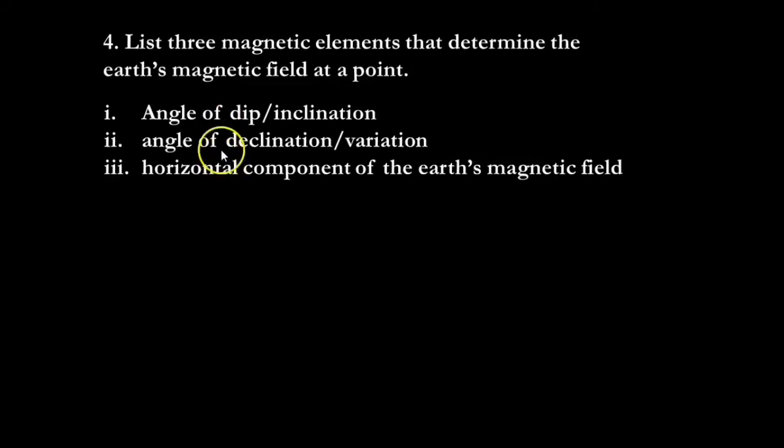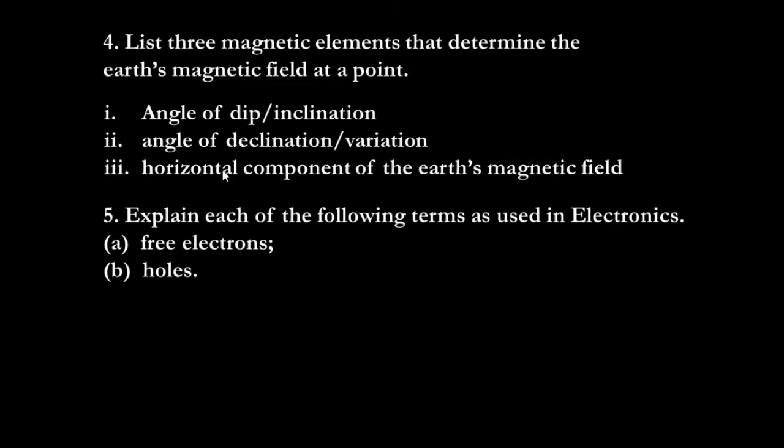So these are the 3 magnetic elements that determine the Earth's magnetic field at a point: angle of dip, angle of declination, and horizontal component. Number 5. Explain each of the following terms as used in electronics. This is a question under semiconductors.